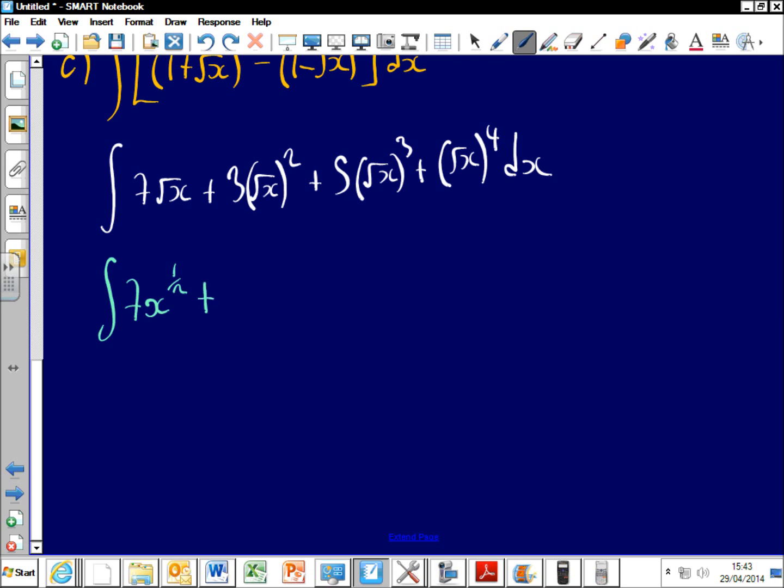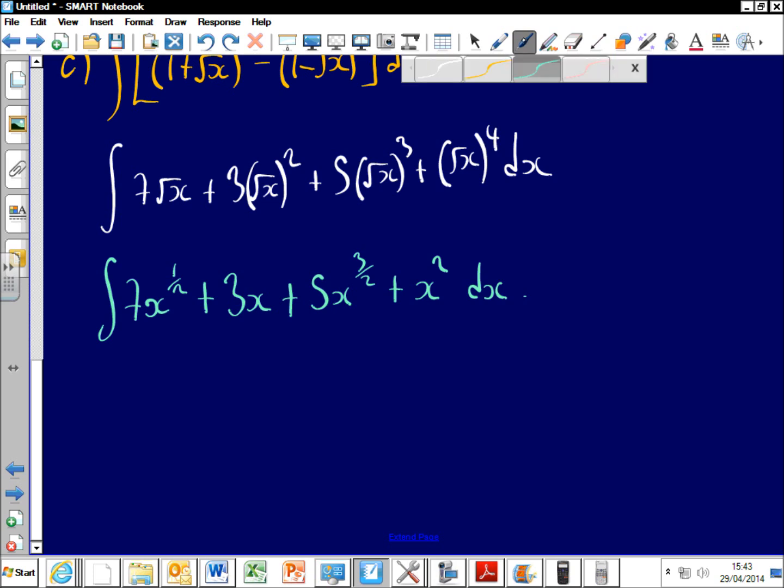What's this one? This is 3 times x to the half, squared. That's just x, isn't it? Yeah? You agree with that? This one's going to be 5x to the 3 over 2. And this one's going to be... What's this one going to be? x squared, right? Okay. So I've just got to integrate that. Everyone see how I've done that?